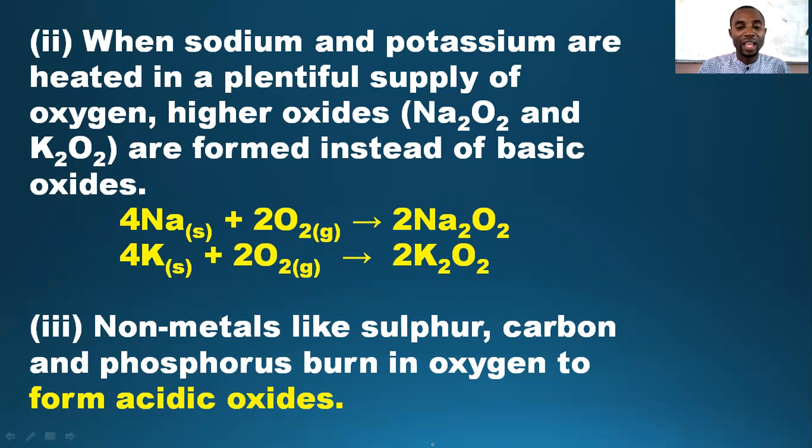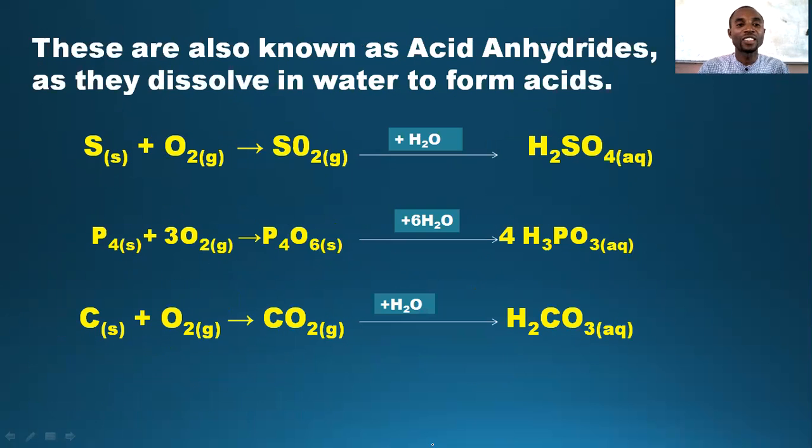Carbon bonds in air, in oxygen, phosphorus bonds in oxygen, and sulfur bonds in oxygen to form acidic oxides. And this acidic oxide is what we call acid anhydride. What are they, acid anhydrides? Because when those oxides dissolve in water, they will form acid. Look at it. Acid anhydride is sulfur oxide. This one also, carbon oxide, phosphorus oxide is also an acid anhydride.